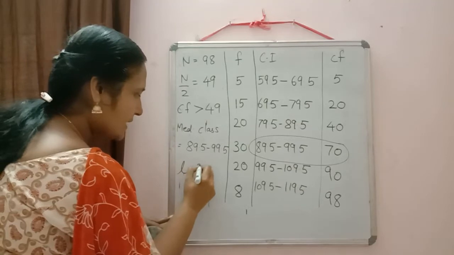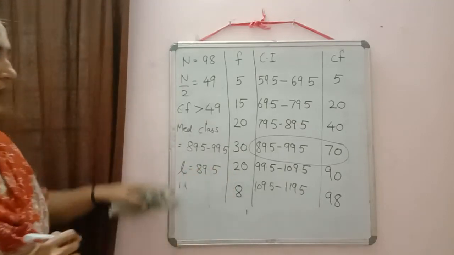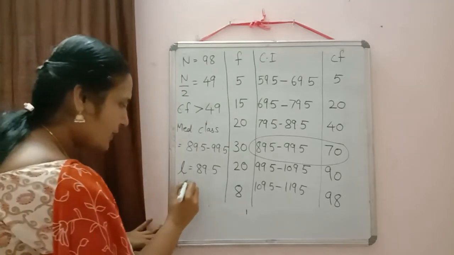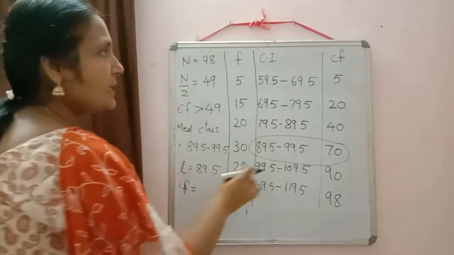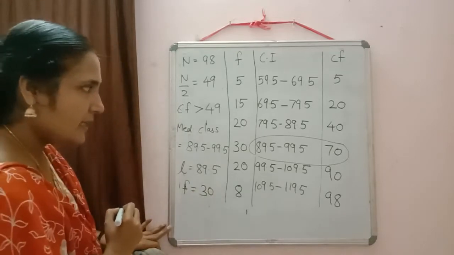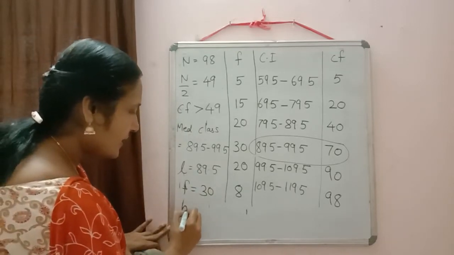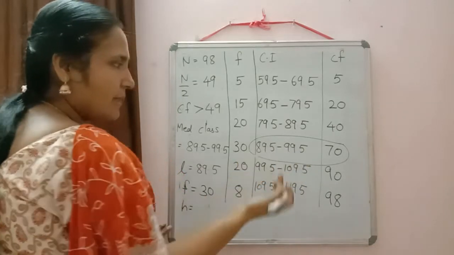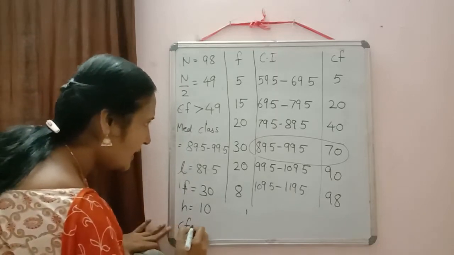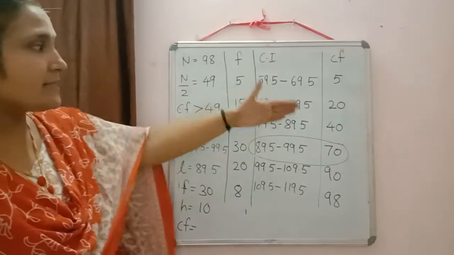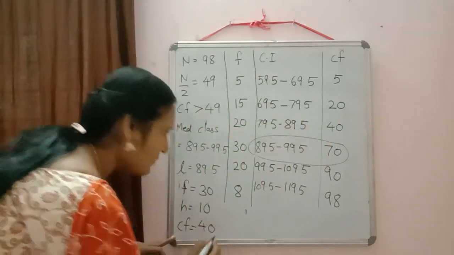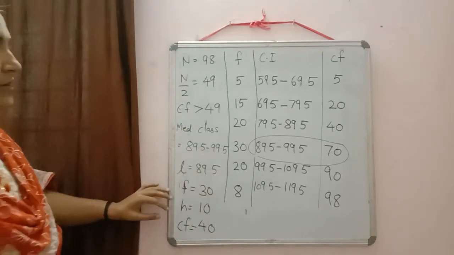Now shall I write all the values now? We have L is equal to 89.5. N by 2, we already wrote there, 49. Then what is needed? Yes, frequency. What is the frequency of the median class? Here I wrote, frequency is 30. Then next what do we want? H, class size. So 99.5 minus 89.5, the difference is 10. Then what is needed? Yes, cumulative frequency of the previous class. So the previous class cumulative frequency is 40. So CF is equal to 40. So now we have all the things.